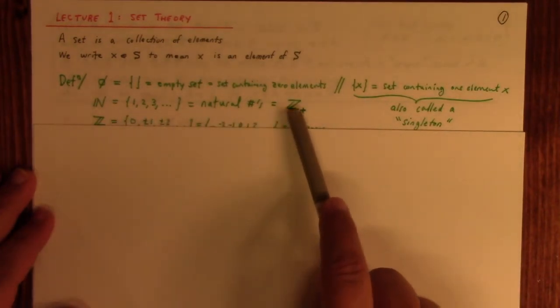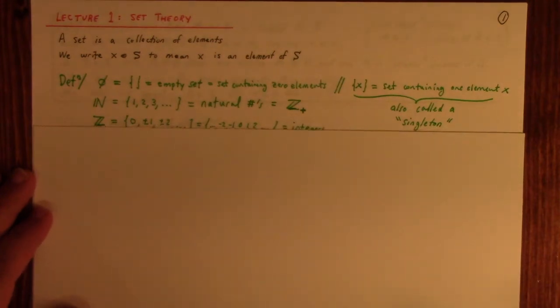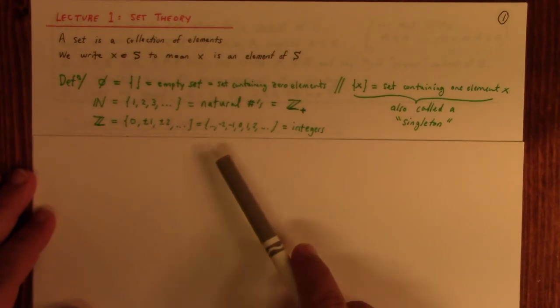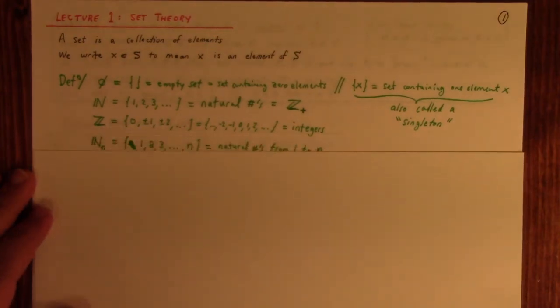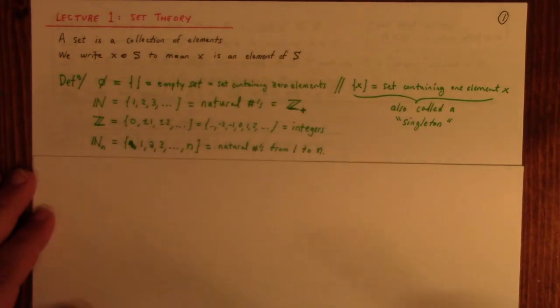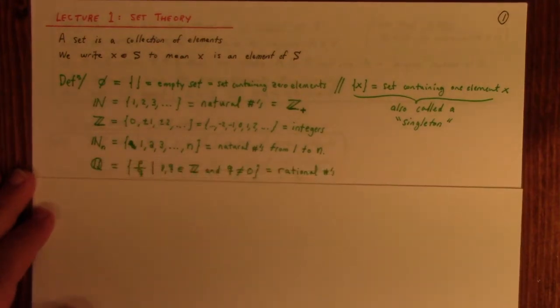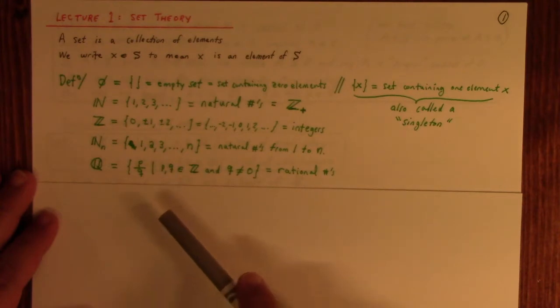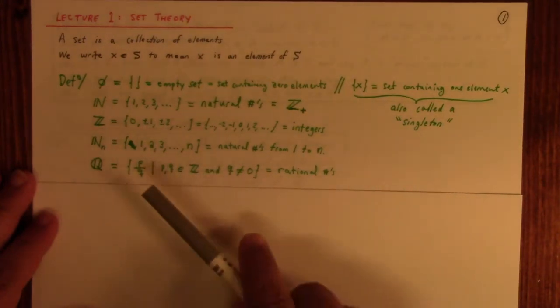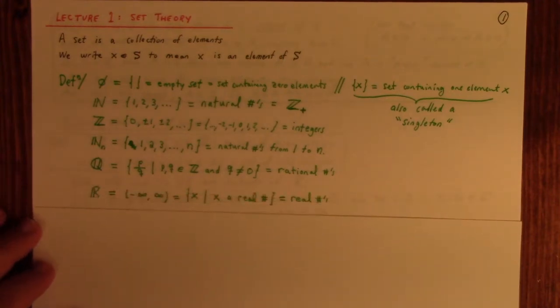You can also use Z plus for that. We have the integers, which are the natural numbers and their negatives as well as 0. We have the natural numbers from 1 to n. Sorry, I don't have any white out at the moment. We have rational numbers. These are formed by fractions of integers where the denominator is non-zero. We have real numbers. We'll spend a lot of time looking at real numbers in this course, of course.